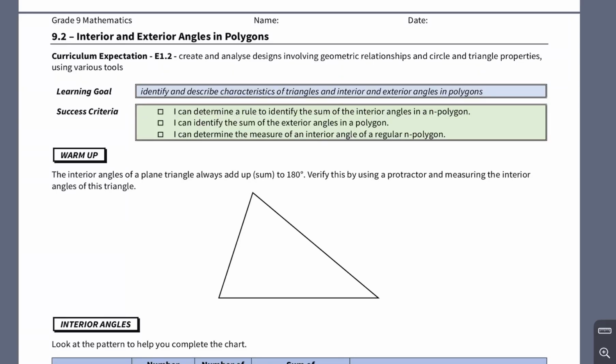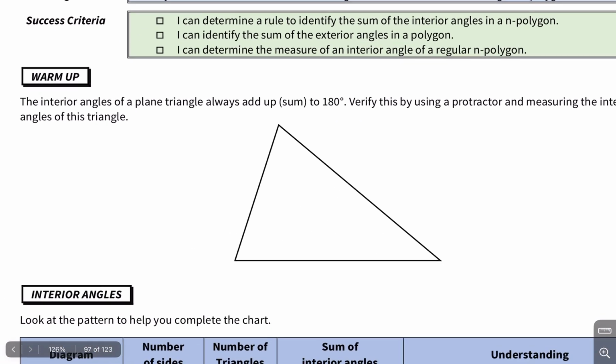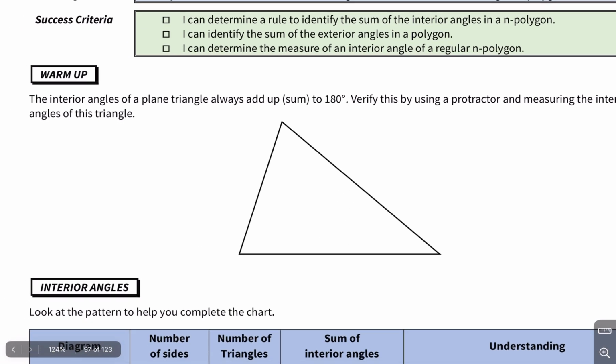9.2 Interior and exterior angles and polygons. So let's look at our warm-up here. The interior angles of a triangle always add up to 180 degrees.